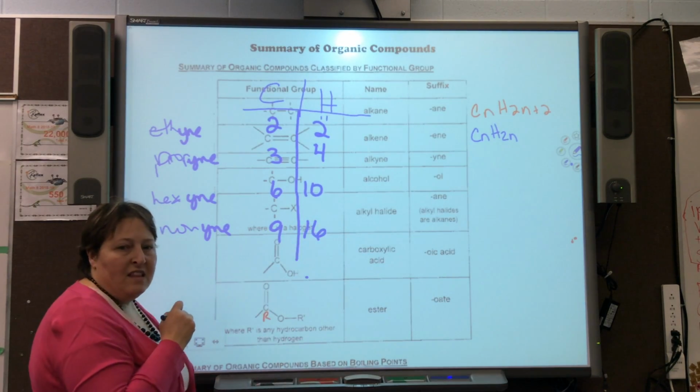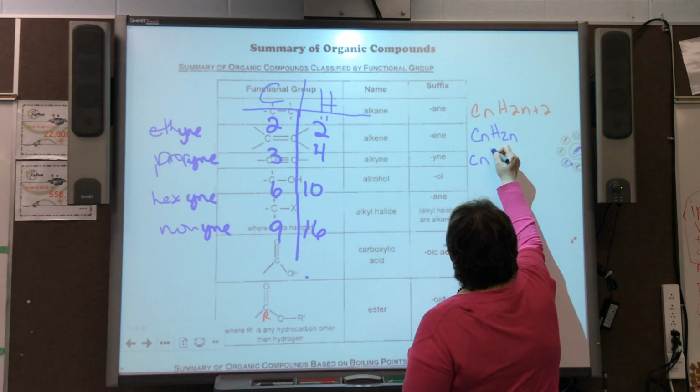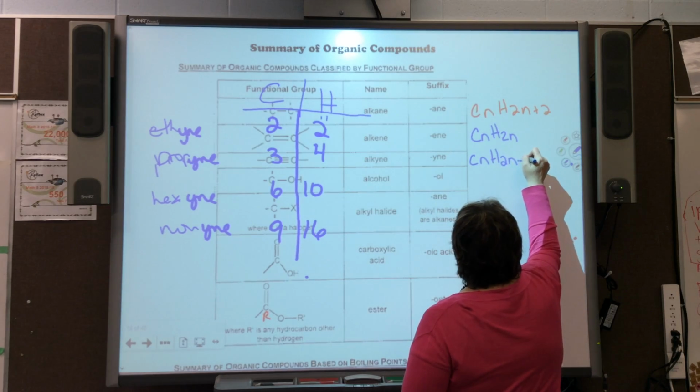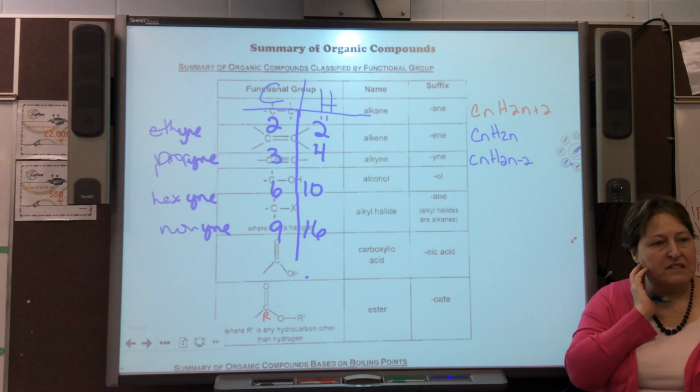So what do you say the pattern is? 2n minus 2, for C and then H. Okay. Do we all see how the patterns develop?